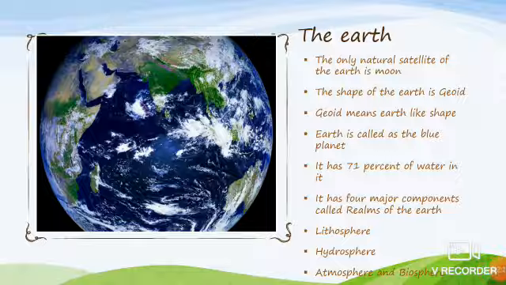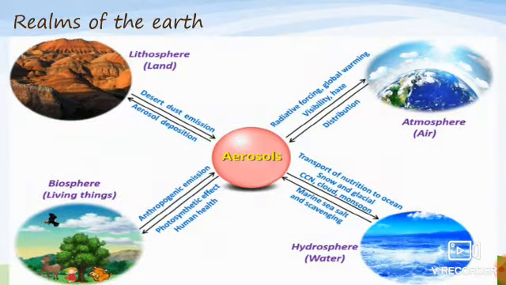The Earth is the most suitable planet to support life. It has four major components that we call the realms of the Earth. That is lithosphere, hydrosphere, atmosphere and biosphere. The first three components along with the suitable climate make life possible on the Earth. This is called the biosphere. Now let's have a look at each of the spheres.